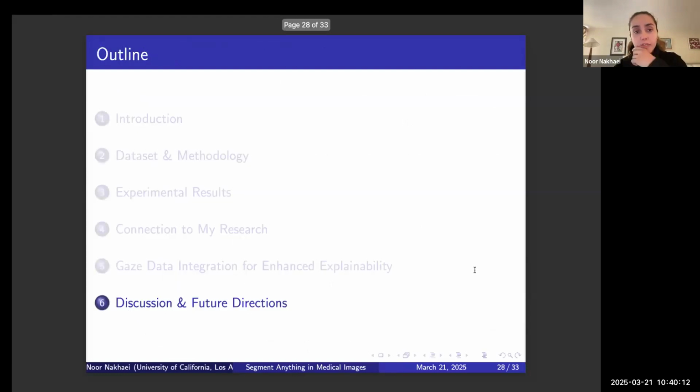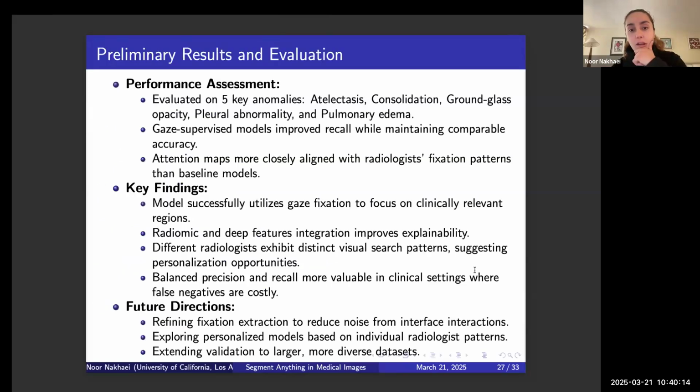The performance assessment that we have had so far shows that the attention of the model goes through the gaze patterns similar to the clinicians. But again, we're completing the work. If anyone would like to talk further about it, please do reach out to me.